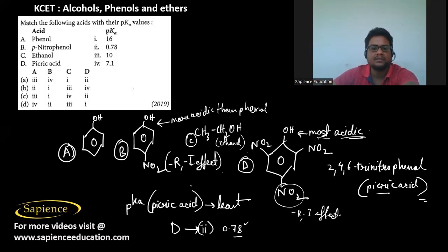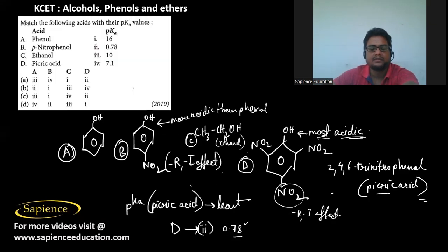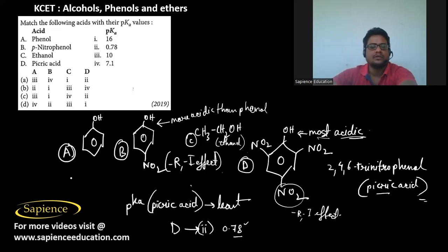So C should be 1 and A should be 3 and B should be 4. So it means that A should be 3, B should be 4, and C should be 1 and D should be 2. So 3, 4, 1, 2. So option A is the correct answer.